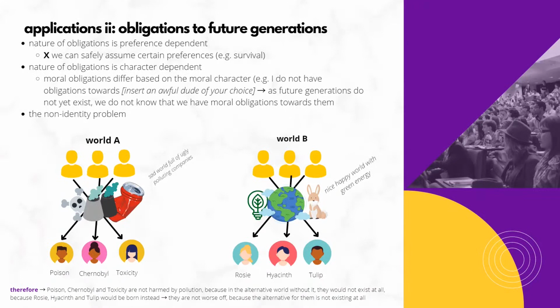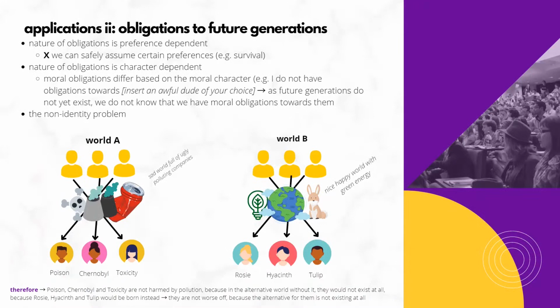We can't evaluate them. The response to this that is used quite often is just to point out that we can probably safely assume certain preferences, i.e. these people are likely to want to survive. So this is a claim that you can make, but you probably wouldn't spend too much time on it because it's easily responded to.